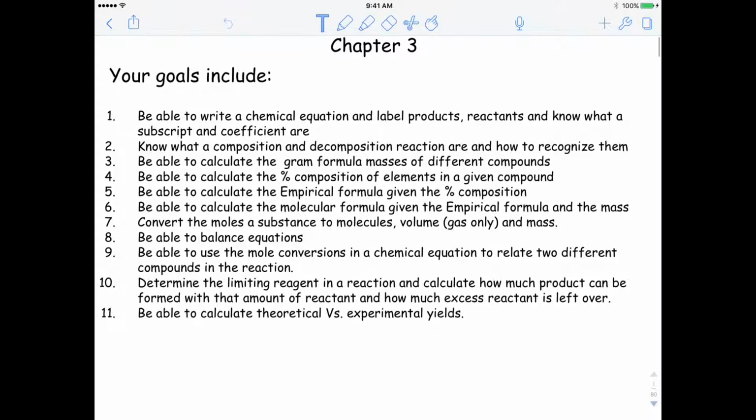So these are your goals for chapter 3 from the AP Chemistry textbook, which you don't have. You're welcome to come and pick one up. This corresponds to the first chapter in your textbook, which is the stoichiometry chapter.